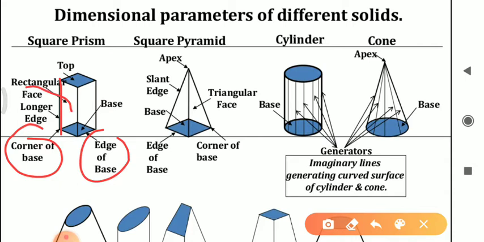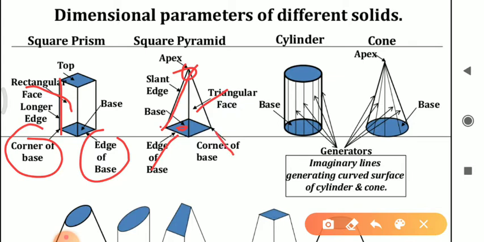When you come to the pyramids, the bottom one is called the base. If it is square, it is called a square pyramid. If it is a pentagon, it is called a pentagon pyramid. If it is a hexagon, it is called a hexagon pyramid. The top one is the apex. This is called the slant edge. This is called the triangular face. And here again are the edge of the base and the corner of the base.